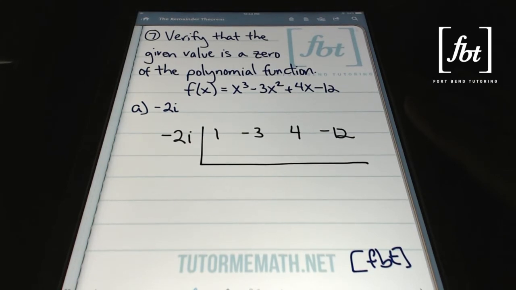And you should see, if you graph that, all of the zeros that are verified will be x-intercepts.